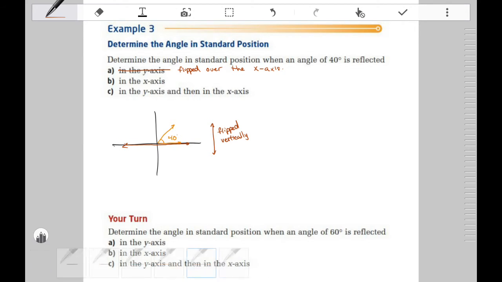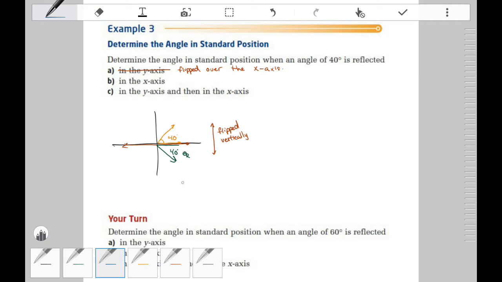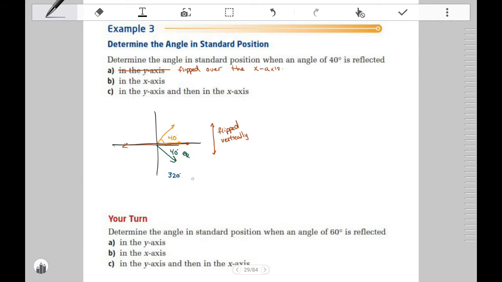Using the x-axis like a mirror gives us this 40 degrees as our reference angle. An angle of 40 degrees as our reference angle relates to an angle of 320 degrees from an initial position all the way around to there. So the angle in standard position, when the angle of 40 degrees is reflected in the y direction, flipped over the x-axis, is 320 degrees. So that's A.